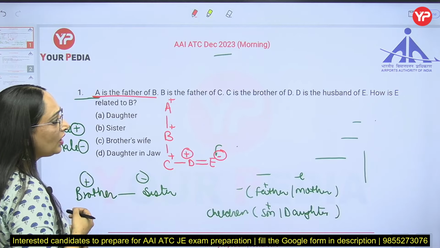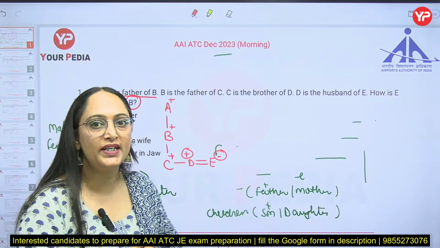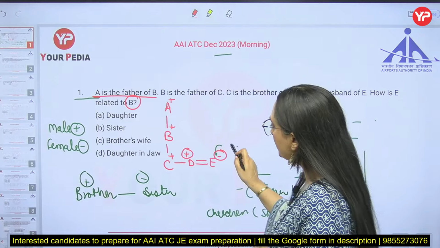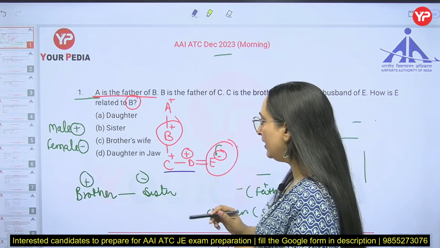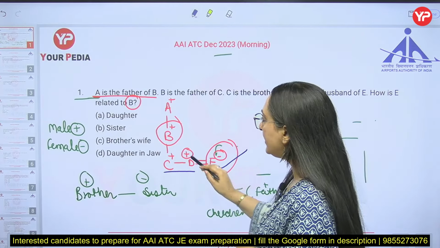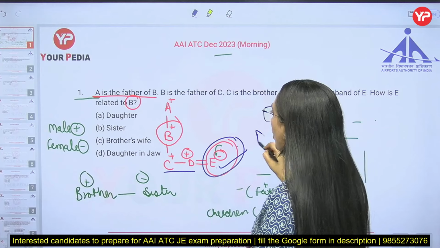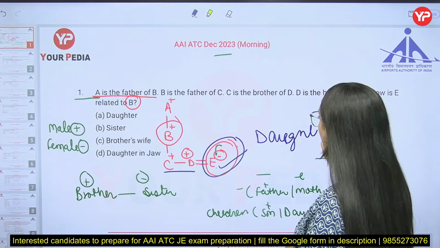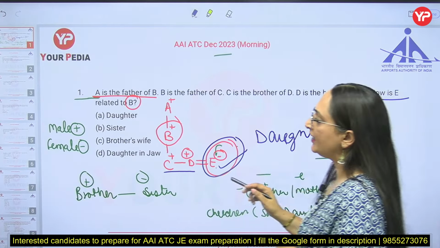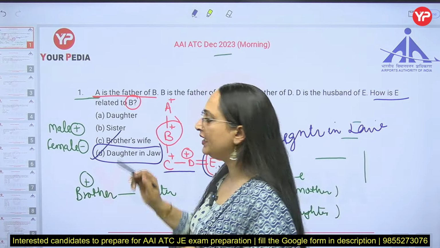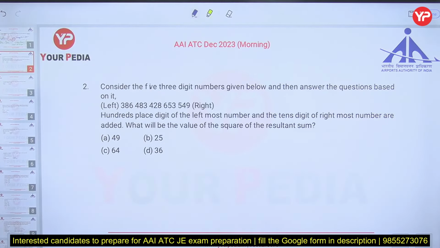Next, how is E related to B? So this is E and this is B. B is a father of C and D, and D is a husband of E. That means B is the father-in-law of E, and E is the daughter-in-law of B. So how is E related to B? E is the daughter-in-law of B. So the answer to question number 1 is D. Is everyone clear? Okay, let's do question number 2.